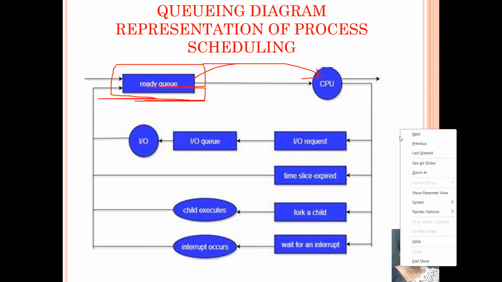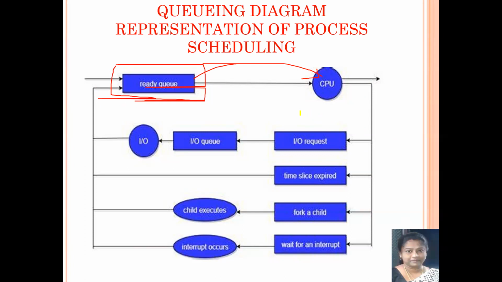So this diagram clearly explains the various situations under which a process can be preempted from the CPU. One is whenever there is an IO request arriving, and another is whenever a time slice expires. Then the third one is whenever a process is creating another process. And the fourth one is whenever the process is waiting for an interrupt to occur. So I hope this is very clear. The queuing diagram representation of process scheduling is clear. Thank you.